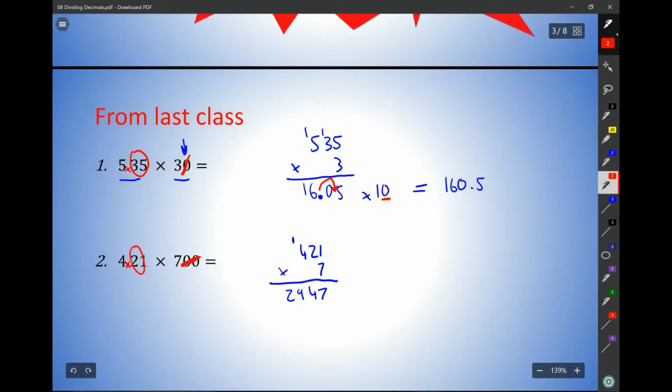Now there were again 2 decimal places in the question, so our answer will have 2 decimal places as well. Bringing our zeros back in. There are 2 zeros here, so we make 2 hops with our decimal. And we end up with an answer of 2,947.